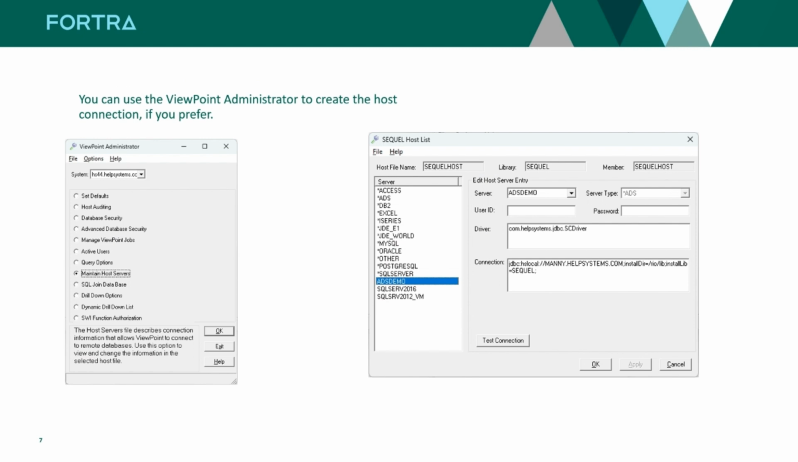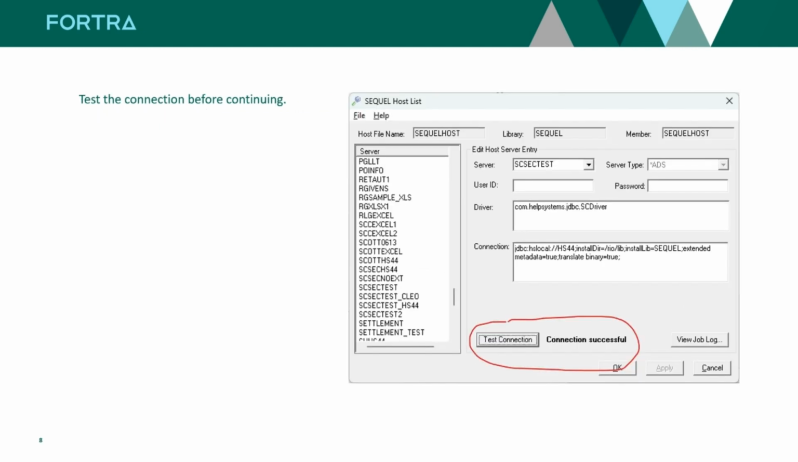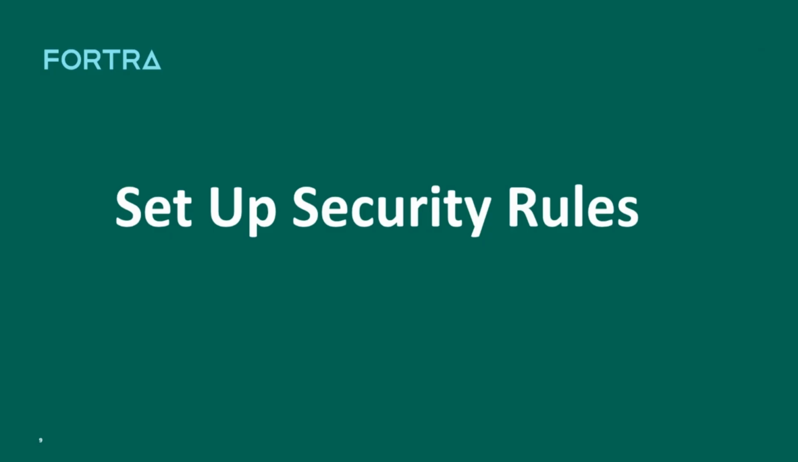Here's what that host connection is going to look like from the Viewpoint Administrator. Again, I'm naming it ADS demo just for our benefit here. The nice thing about using the Viewpoint Administrator is that little button down at the bottom, Test Connection. And here, in this case, I'm able to verify that the connection is successful, that I did everything right. So you can do the same thing from a command line, it's just a little harder.